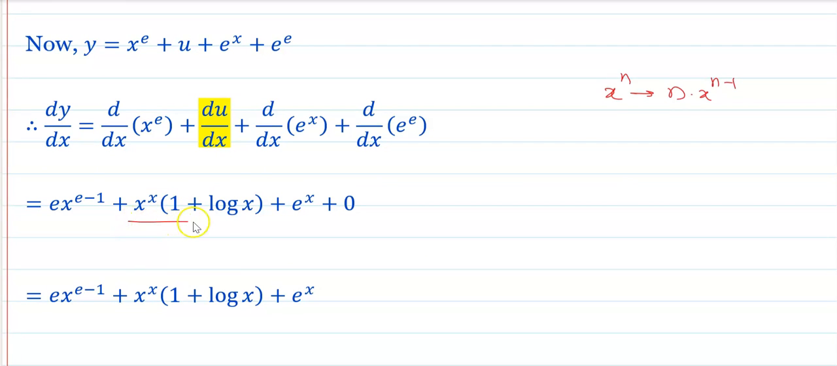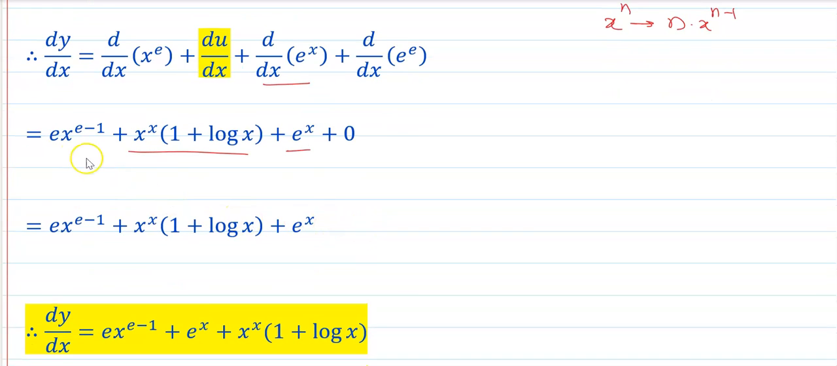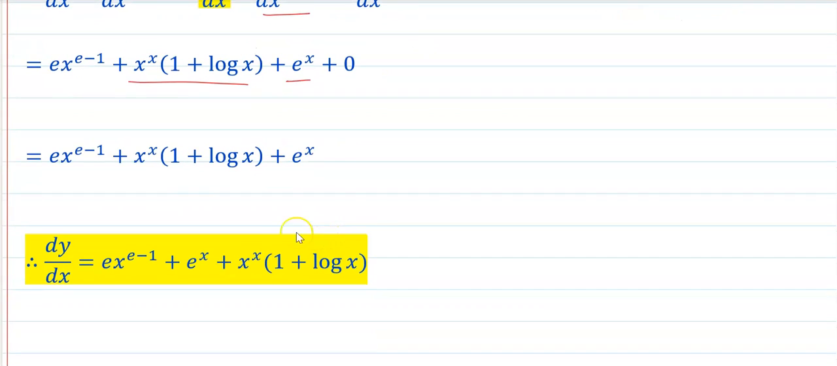We have substituted this value here. Next, d/dx of e raised to x is e raised to x. d/dx of e raised to e, it's a constant, its derivative will be 0. And therefore e into x raised to e minus 1 plus x raised to x in bracket 1 plus log x plus e raised to x, and this is the dy by dx.